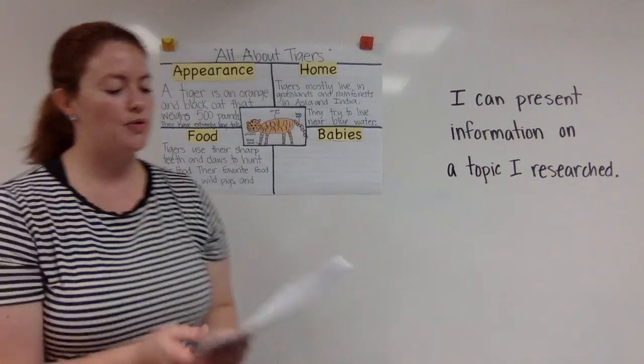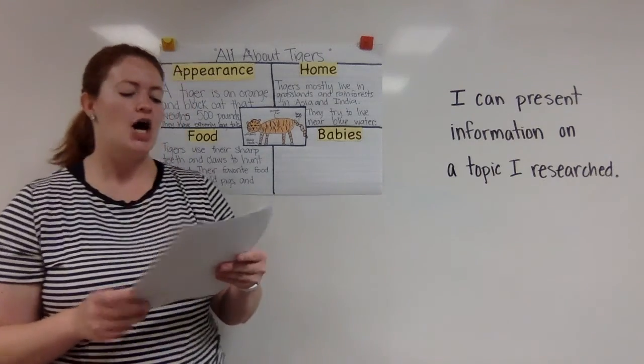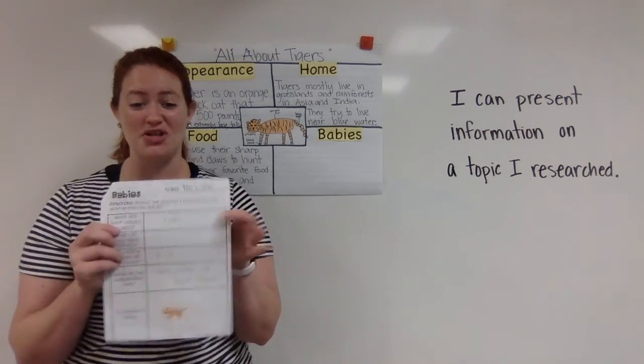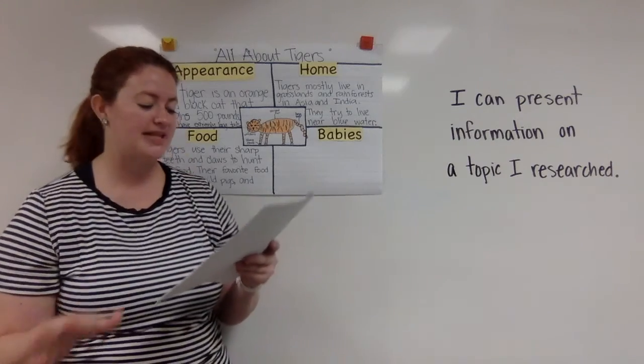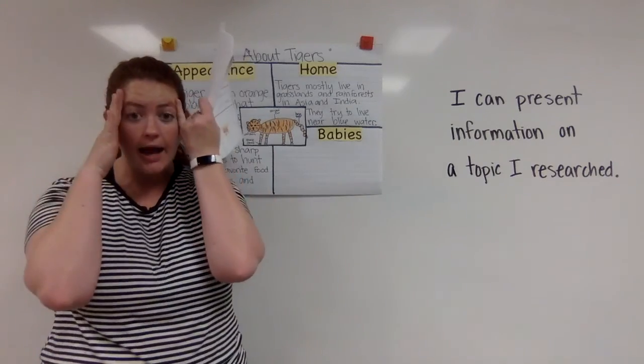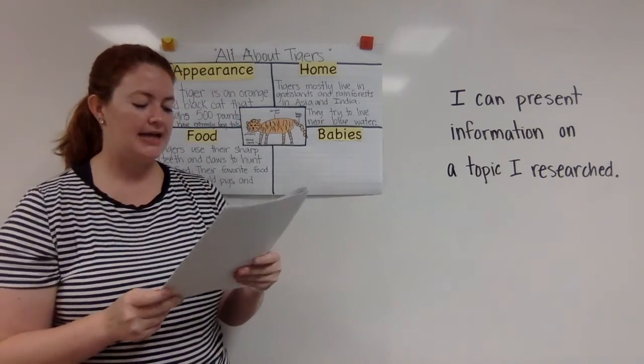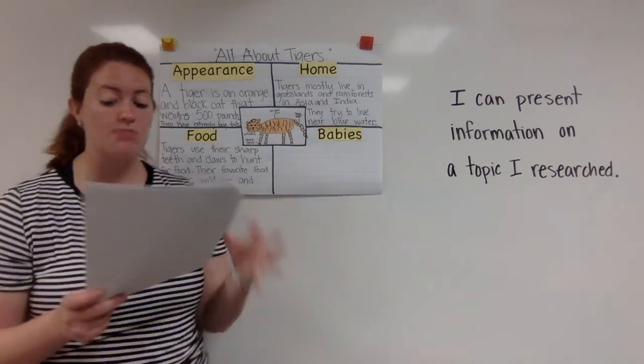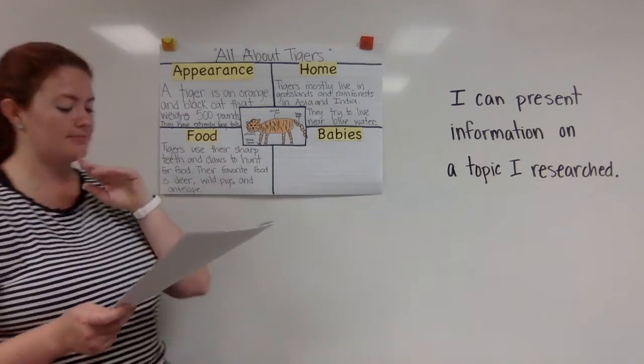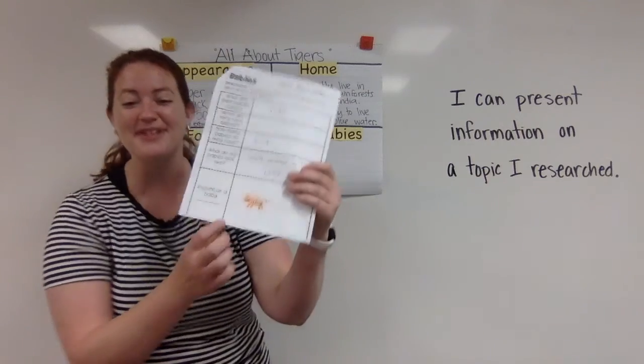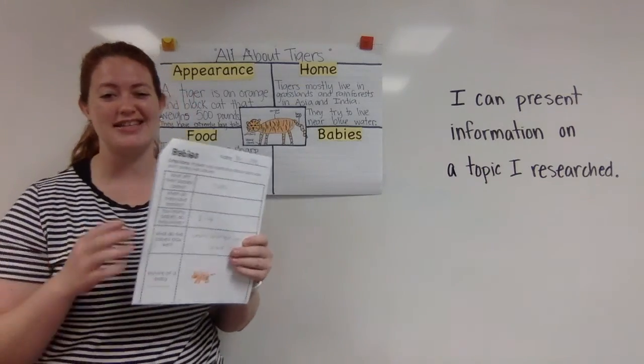Let me go ahead and review what I have in my research. They have babies. They're called cubs. And when they have cubs, they have 2 to 4 at a time. That's a lot of cubs. And the cubs, they look just like their mom. They're small, and they have orange and black stripes. Oh, and here's a cute little picture of a baby, and I can see they are the same.